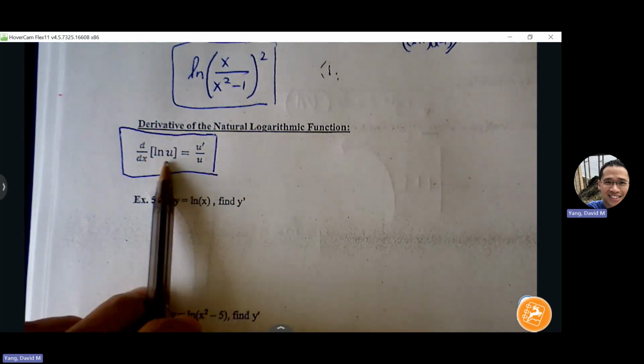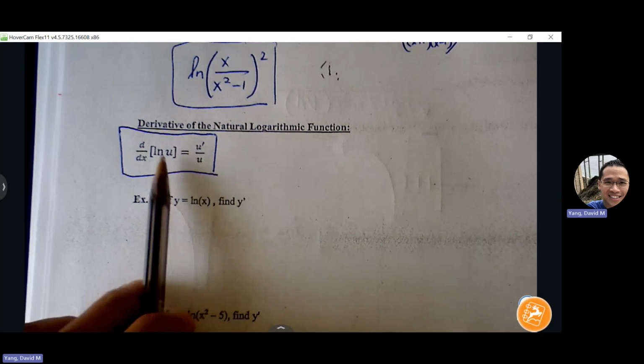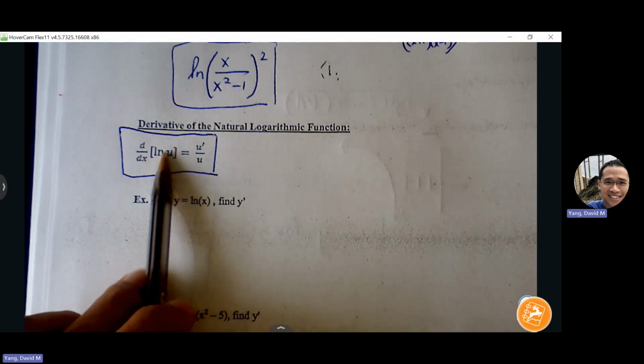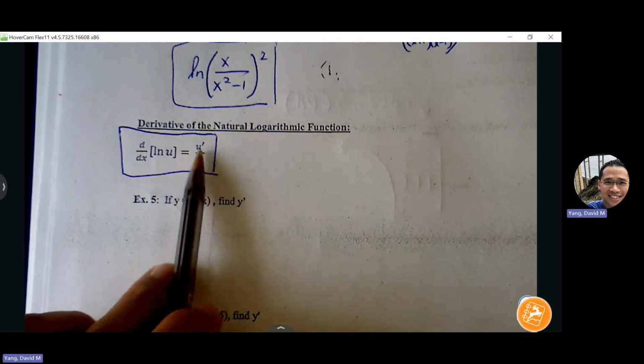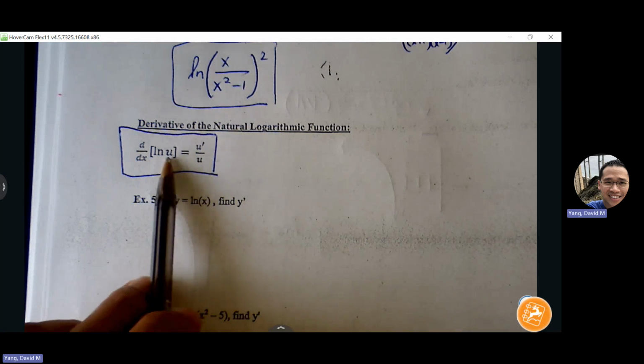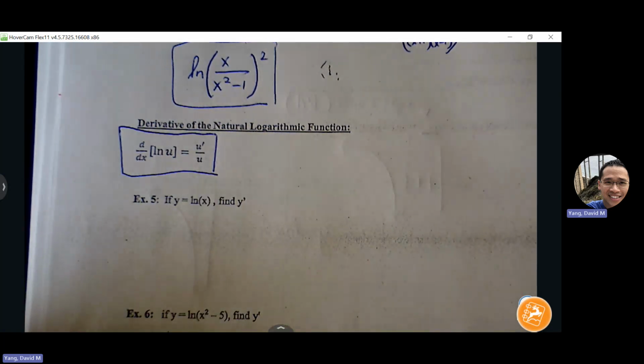So natural log of u's derivative is just u prime over u. We take whatever is inside that natural log expression. We call that the u value, and then we do whatever it takes to find the derivative, and we put that up top, and we divide it by the original u value that we have in front of us.